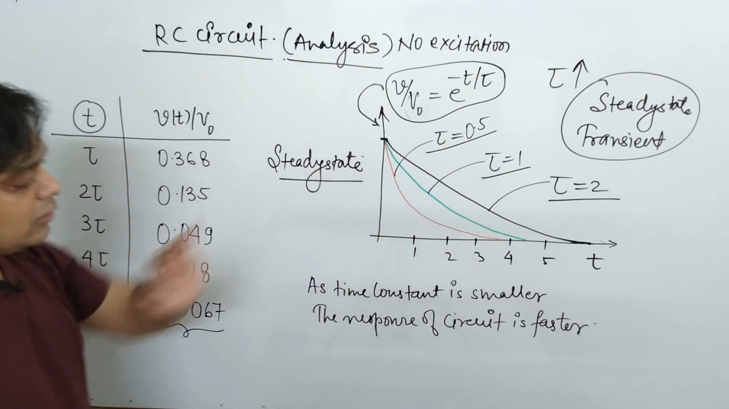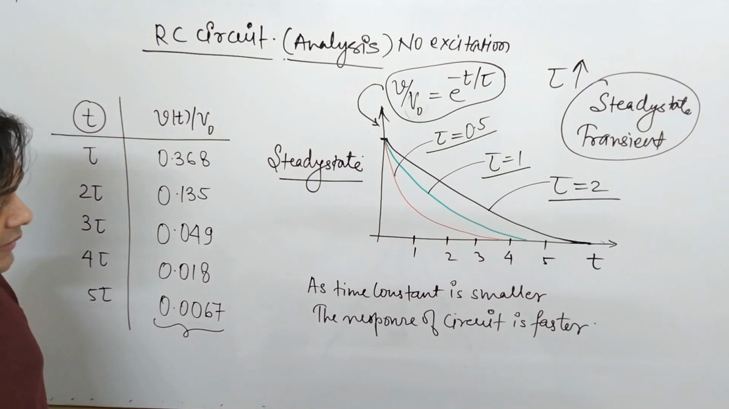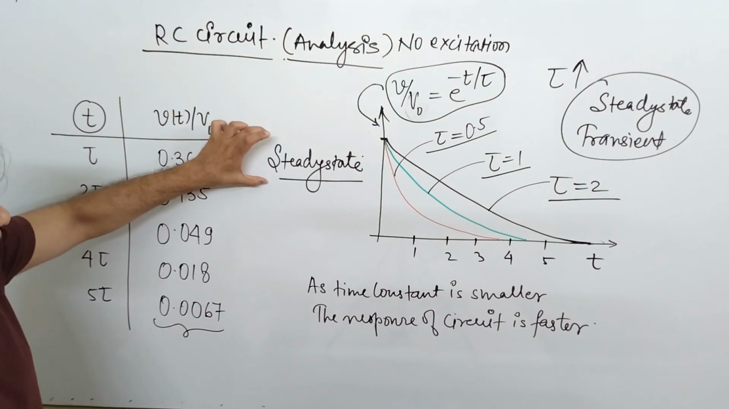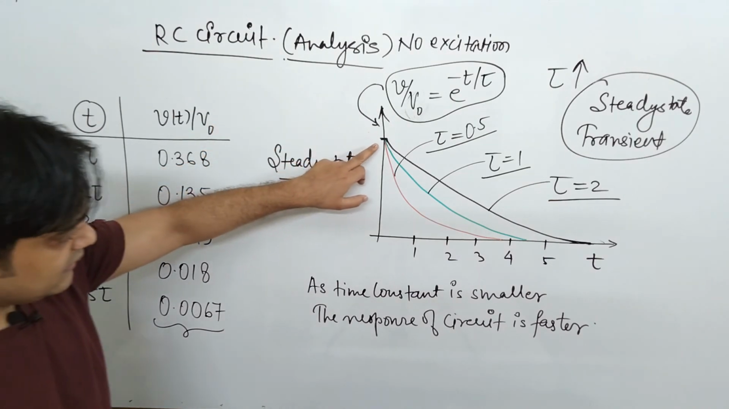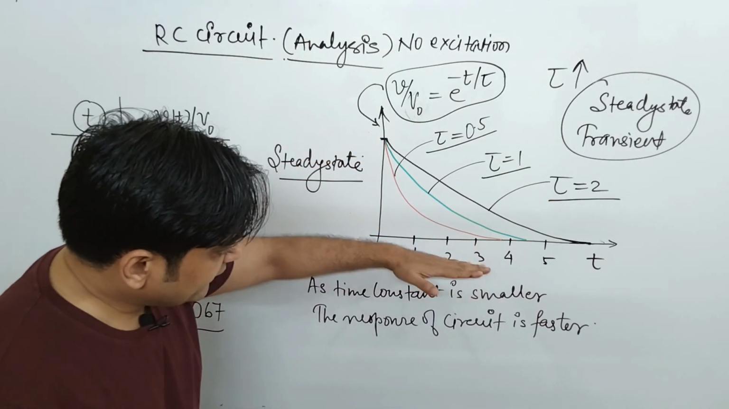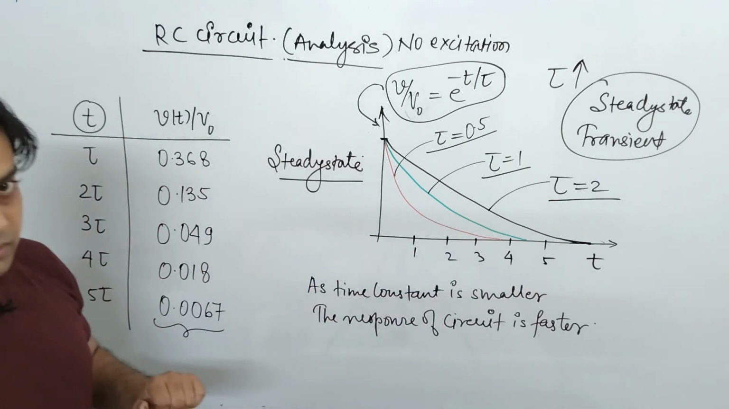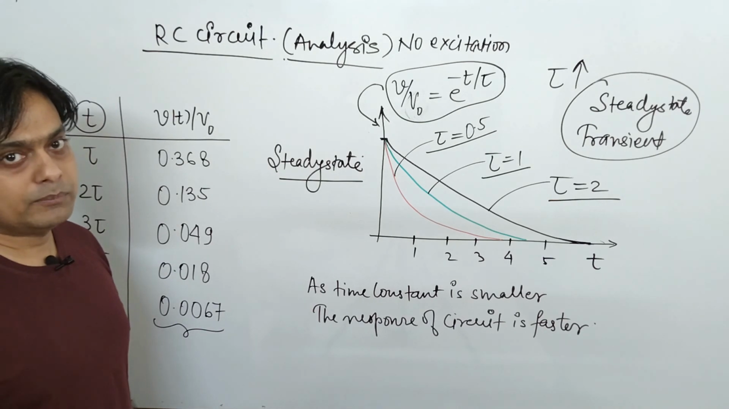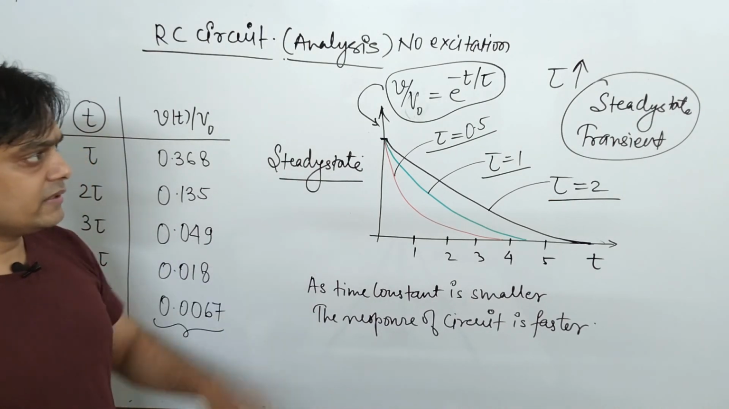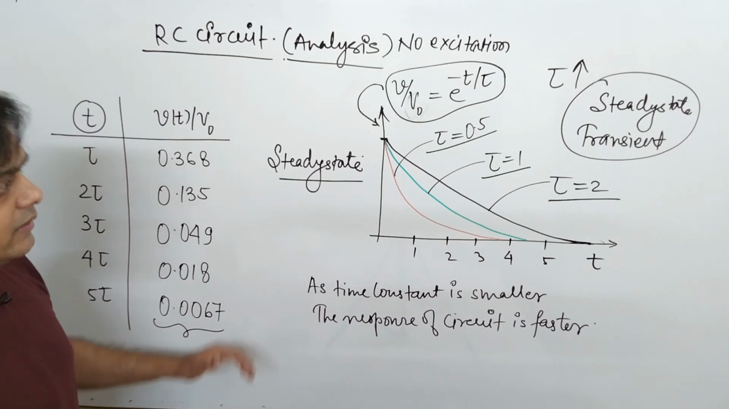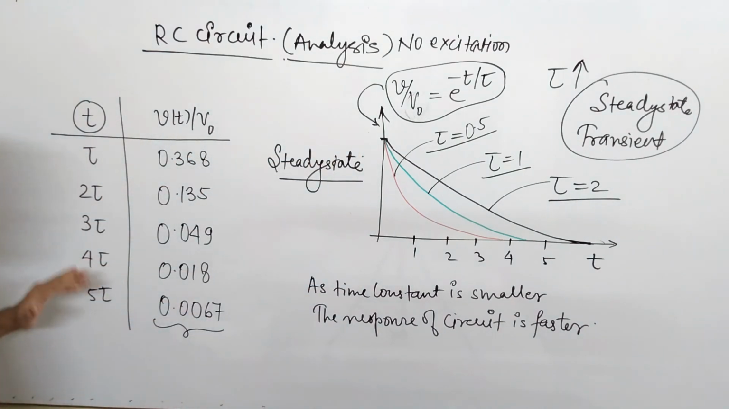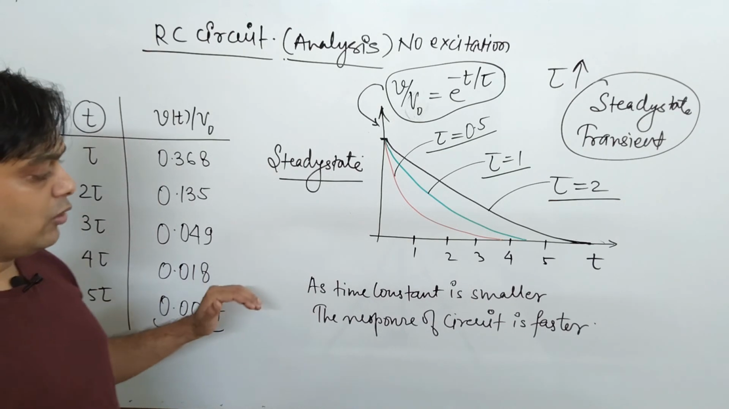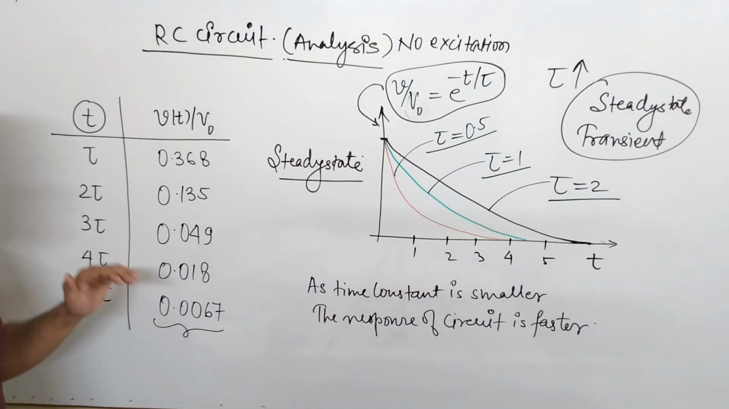Okay, so this is all about the concept of time constant. The meaning of the term steady state is that once this graph settles down, it reaches a constant position. That constant position is basically known as the steady state position. We will try to understand more about steady state and transient. So for now it is clear that the smaller the time constant, the faster the response of the circuit, and it decays as early as possible. Okay, so this is all about the RC circuit.